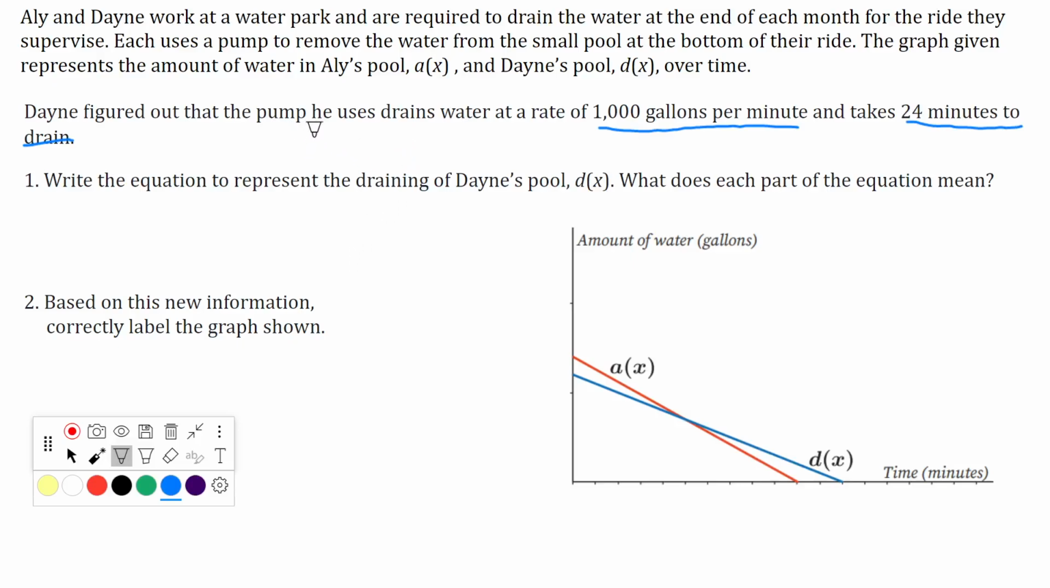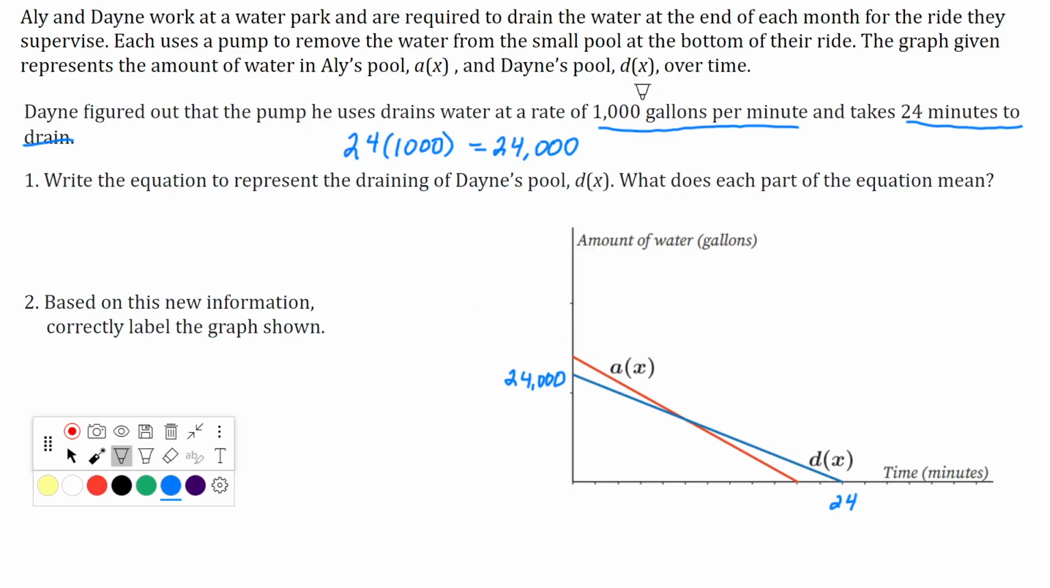To find the amount of gallons that we start with, we take 24 for the 24 minutes times the 1,000 for 1,000 gallons each minute to find that Dane has a total of 24,000 gallons of water in his pool. I'm going to go ahead and label that on my graph. Oops, I almost wrote the wrong number. And we know that he finishes at 24 minutes.